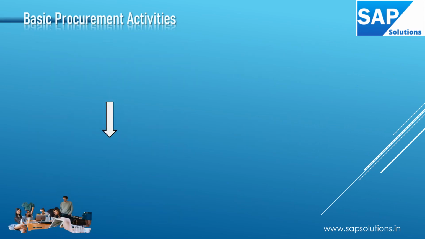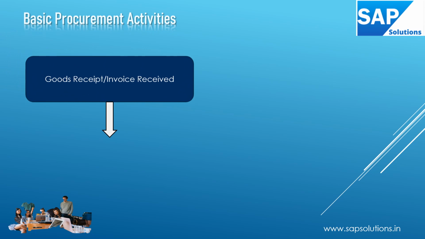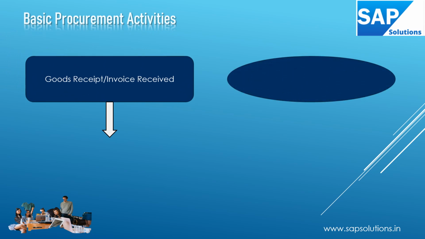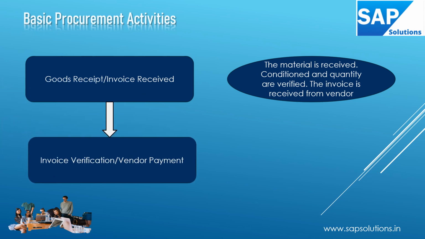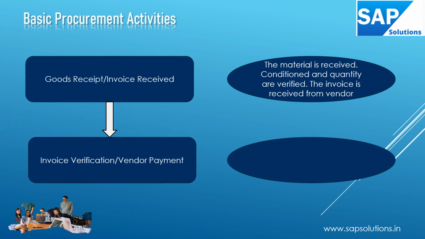Then, goods receipt and invoice received. It comes when the material is received. Condition and quantity are verified. The invoice is received from the vendor. Next is invoice verification. Vendor payment is when reconciliation of the invoice and PO is accomplished. The vendor is paid.